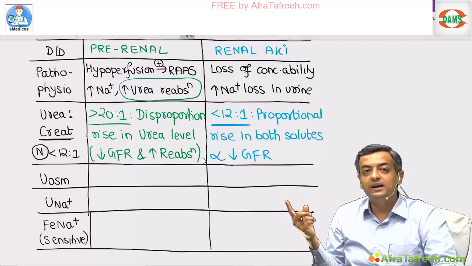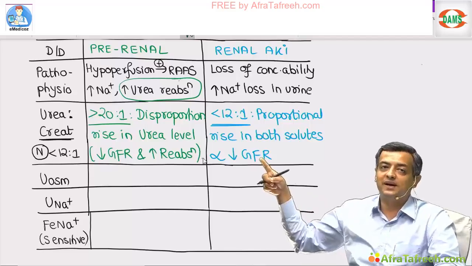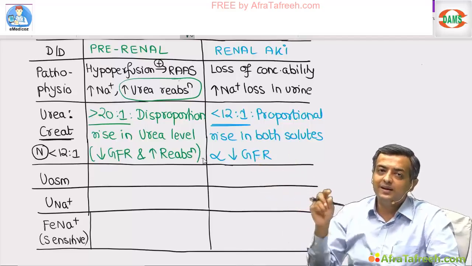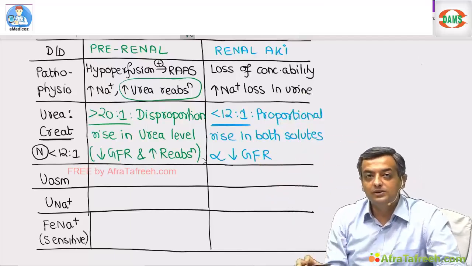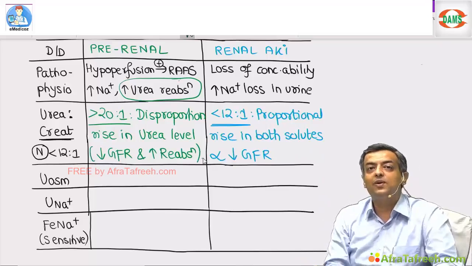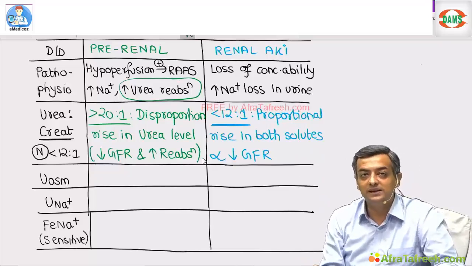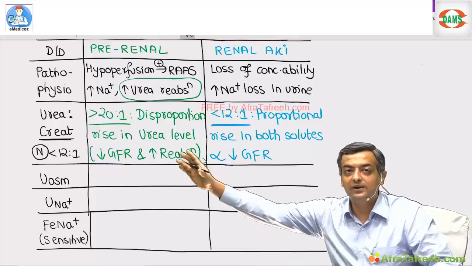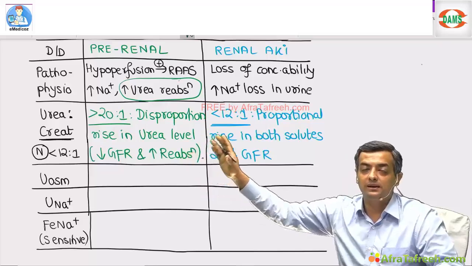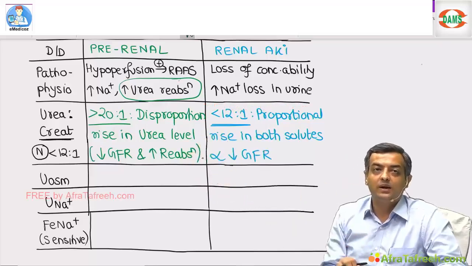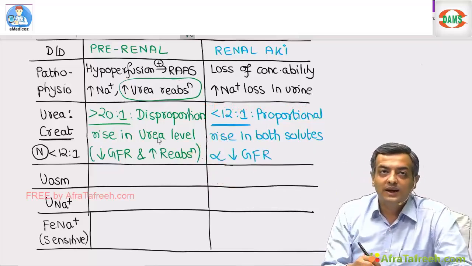Rise in creatinine level is only related to GFR. So creatinine remains a little high, but urea becomes very high, because not only is there an excretion problem, there is reabsorption also. I hope this is clear. So elevated urea creat ratio indicates pre-renal. Yes, correct answer. What about urine osmolarity?